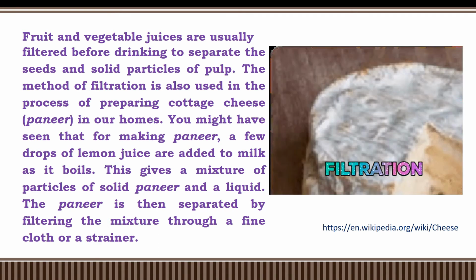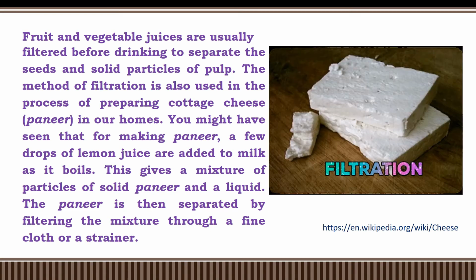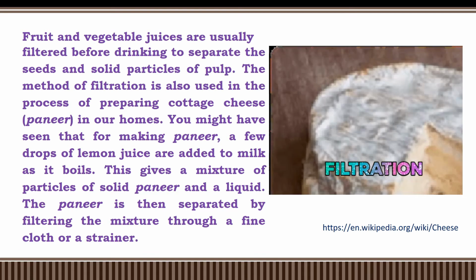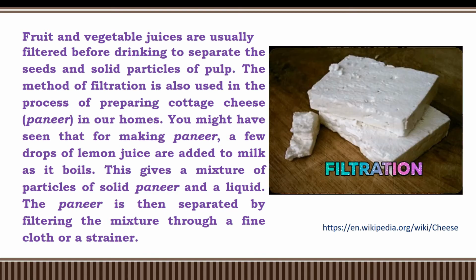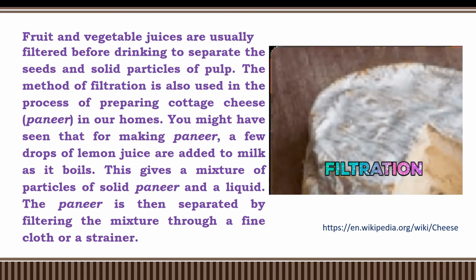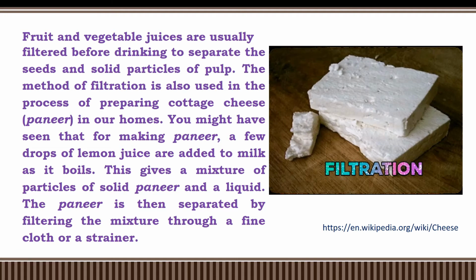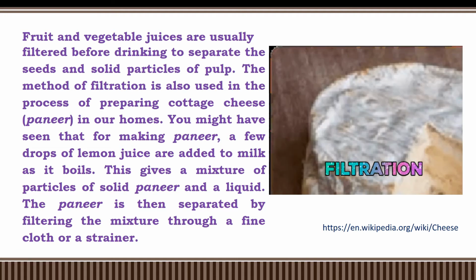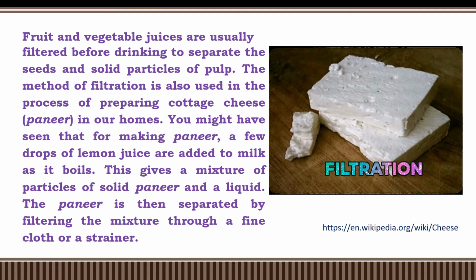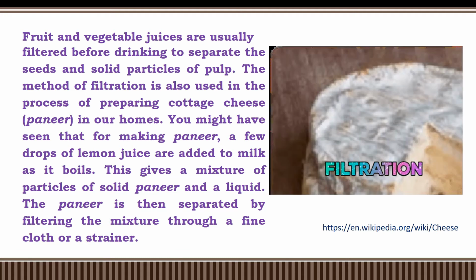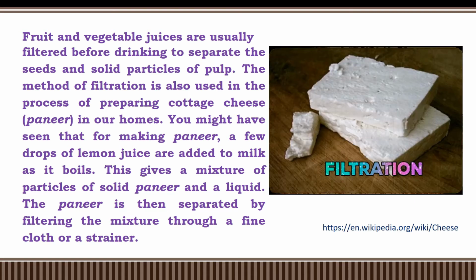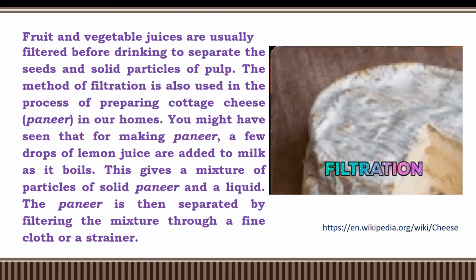Fruit and vegetable juices are usually filtered before drinking to separate the seeds and solid particles of pulp. The method of filtration is also used in preparing cottage cheese, or paneer, in our homes. You might have seen that for making paneer, a few drops of lemon juice are added to milk as it boils. This gives a mixture of particles of solid paneer and a liquid. The paneer is separated by filtering the mixture through a fine cloth or a strainer.